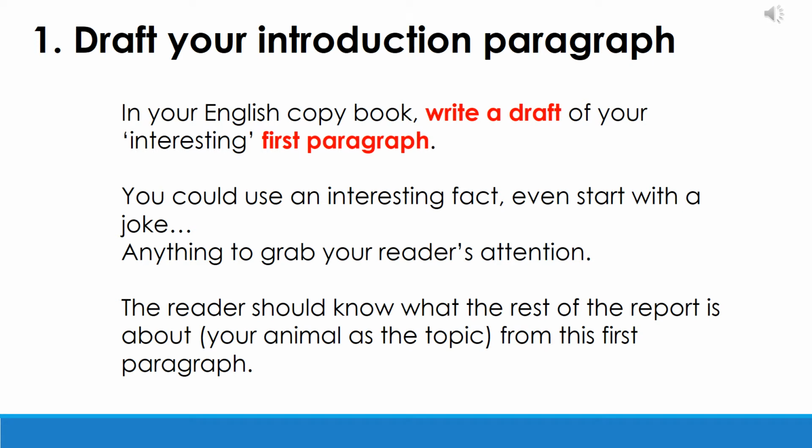Task 1 for homework. In your English copybooks, write a draft of your interesting first paragraph. You can use an interesting fact, start with a joke, anything to grab your reader's attention. The reader should know what the rest of the report is about. It should be talking about your animal as the topic from this first paragraph.